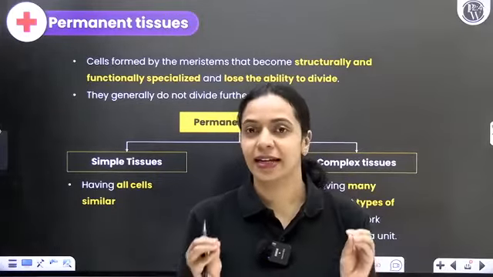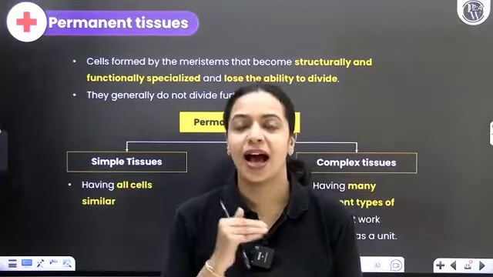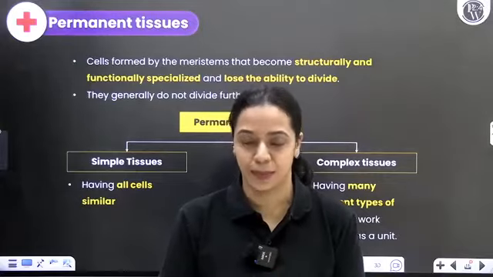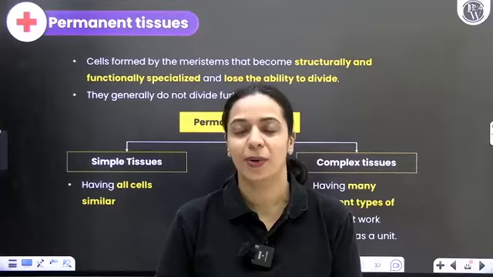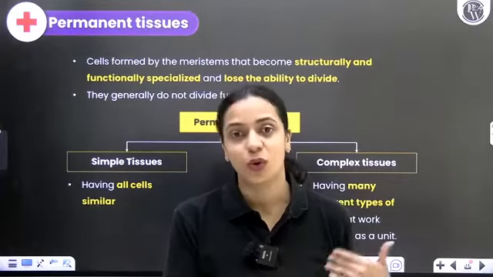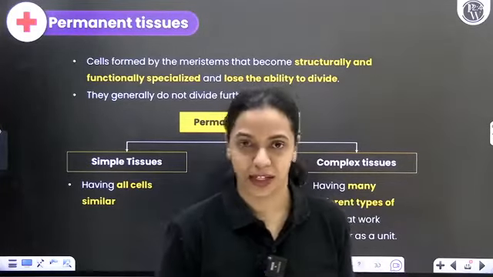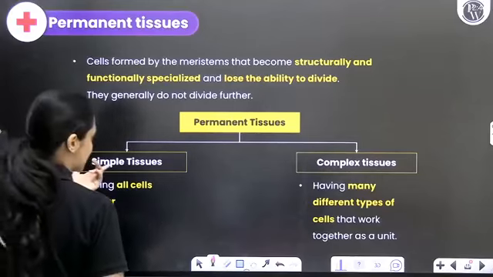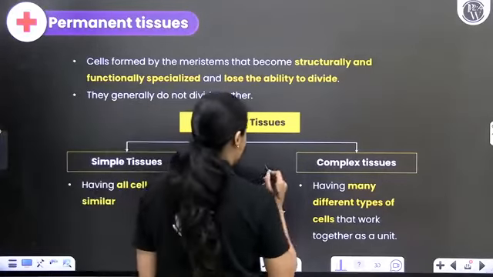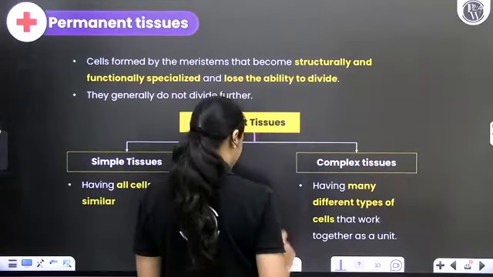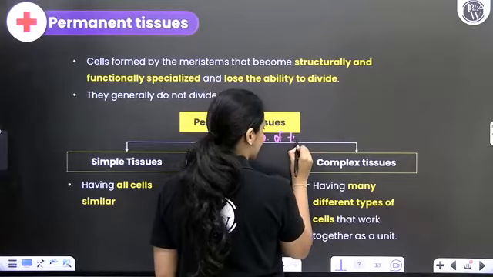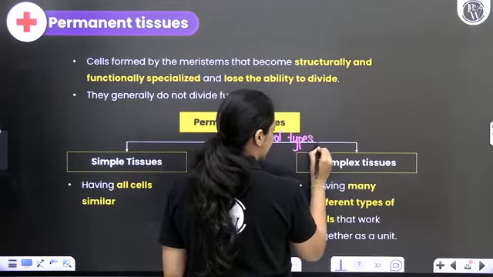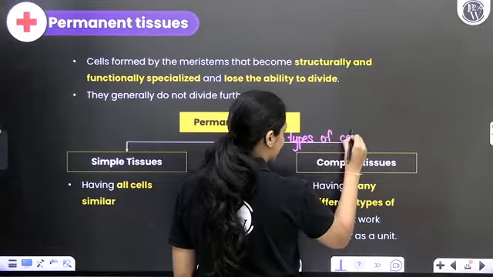The main criterion for classification here is how many types of cells are present. If in the entire tissue there's only one type of cell, it is simple permanent. If within the tissue you have more than one type of cell, it is complex permanent. Okay, so what is this based on? This is based on the number of types of cells. Most students get confused.